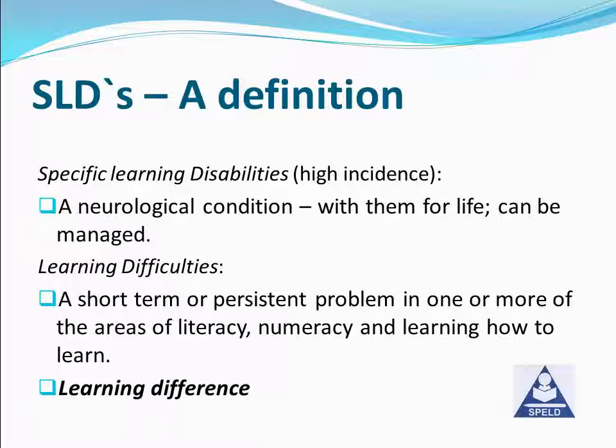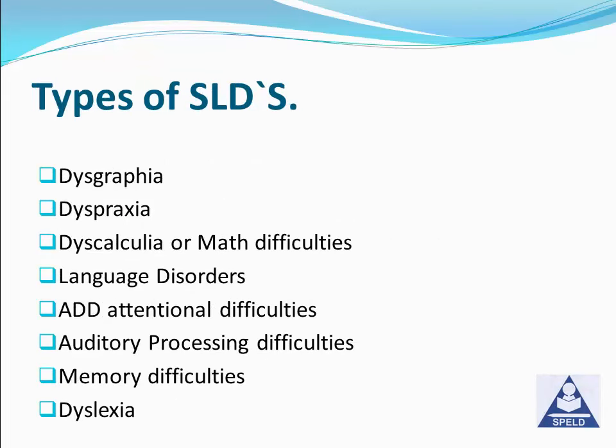Learning difficulties are short-term or persistent problems in one or more areas. Currently, the term learning difference is preferred among many professionals because the students are not disabled as such, but just learn differently. There are a range of types of specific learning disabilities: dysgraphia, dyspraxia, dyscalculia or maths difficulties, language disorders, attention deficit, auditory processing difficulties, memory difficulties, and dyslexia.